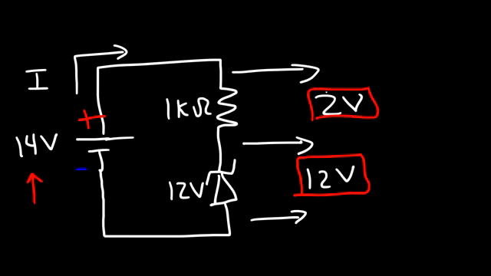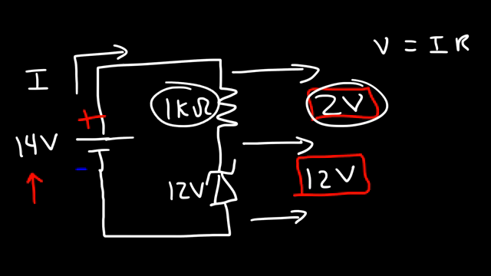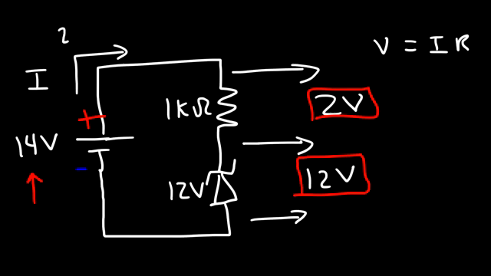So we have 2 volts across a 1 kilo ohm resistor. So if we use V equals IR, then the current flowing through that resistor is going to be the voltage divided by the resistance. So it's going to be 2 volts divided by 1,000 ohms, which is going to be 0.002 amps or 2 milliamps. So that's the current that's flowing in this circuit.